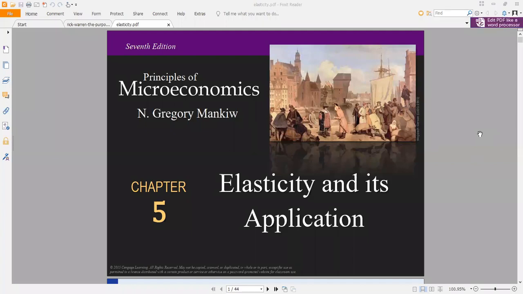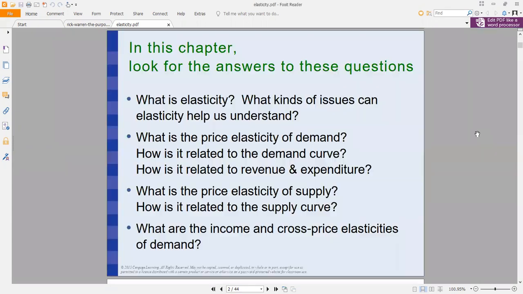All right, so today we are looking at elasticity and its applications. We looked at demand and supply. Today we want to look at the elasticity of demand and supply and then the applications of these concepts. All right, so basically, these are the questions that we'll be trying to answer in this video.